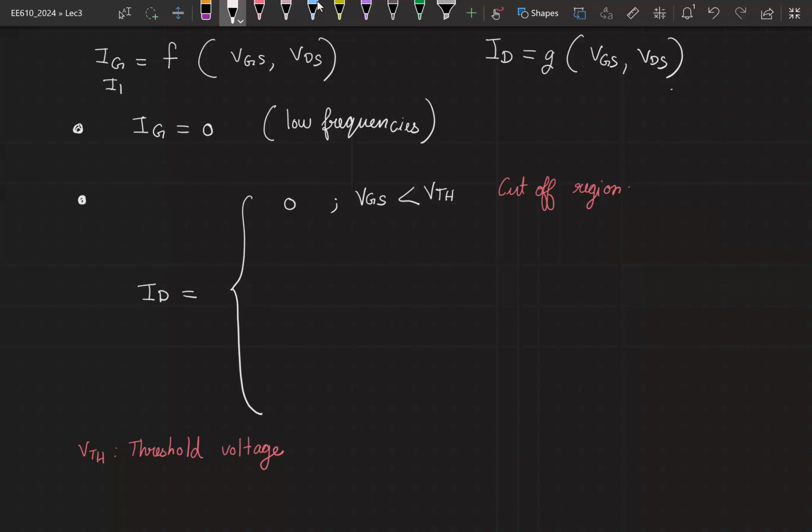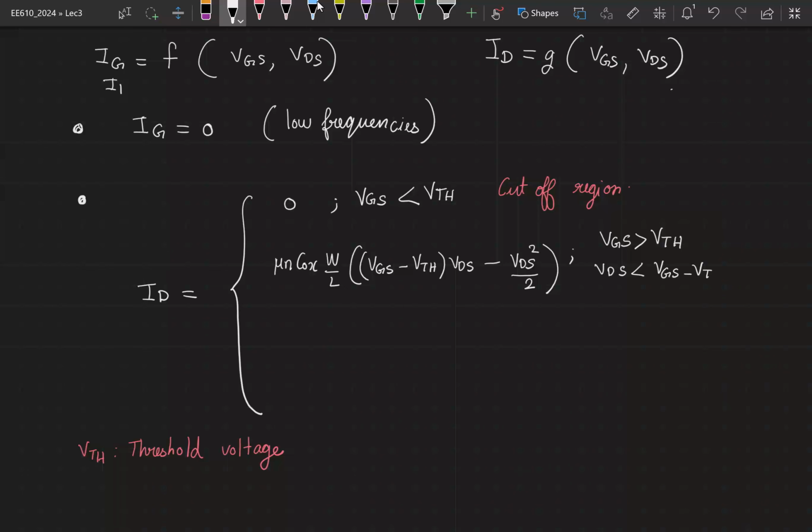Now, ID is equal to mu n COX W by L into (VGS minus VTH) into VDS minus VDS square by 2. When is this true? First, your transistor has to be on. It shouldn't be in cutoff. Therefore, your VGS has to be greater than VTH. On top of it, the VDS has to be lesser than VGS minus VTH.